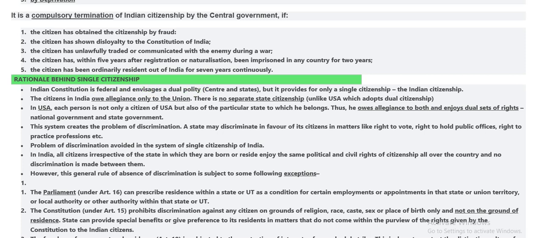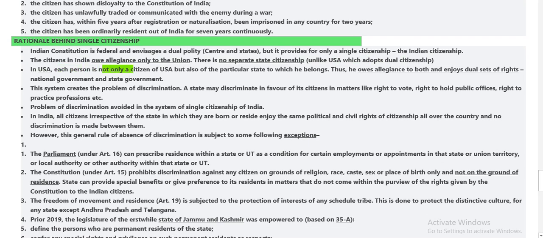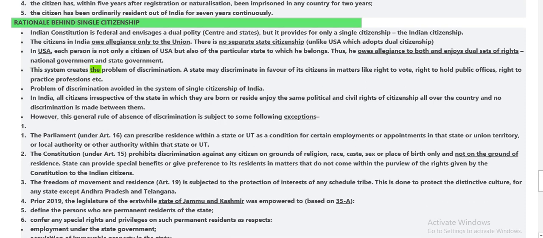Rationale behind single citizenship. The Indian Constitution is federal and envisages a dual polity, center and states, but it provides for only a single citizenship, the Indian citizenship. The citizens in India owe allegiance only to the Union. There is no separate state citizenship, unlike the USA, which adopts dual citizenship. In the USA, each person is not only a citizen of the USA but also of the particular state to which he belongs. Thus, he owes allegiance to both and enjoys dual sets of rights, national government and state government.